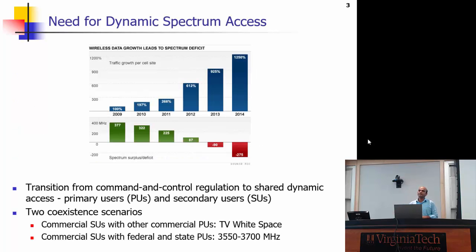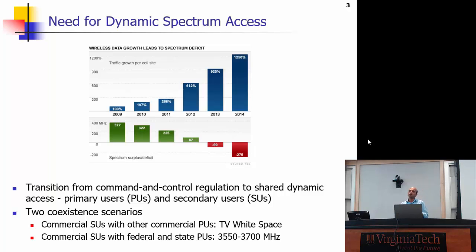To get started, most of you already know the need for dynamic spectrum access. To come up with an efficient way to use the spectrum, we need the idea of dynamic spectrum access. In dynamic spectrum access, you have two types of users. One is a primary user who owns the license to use the spectrum. And then there is another set of users, secondary users, who use the spectrum when the primary user is not using it.